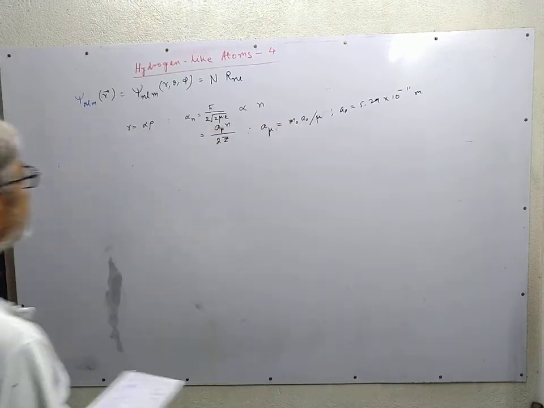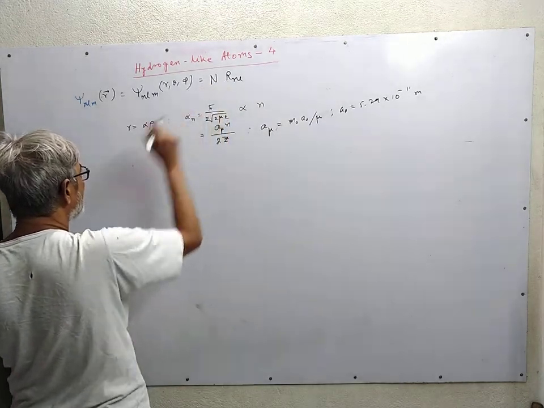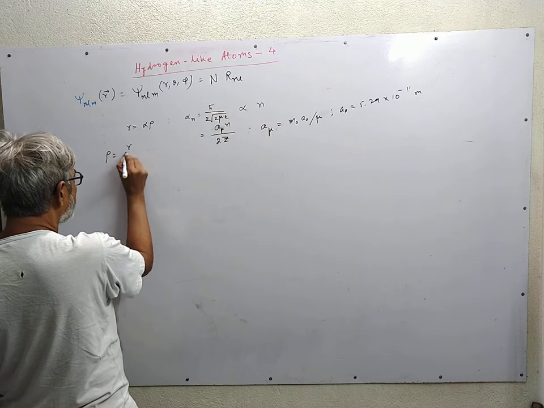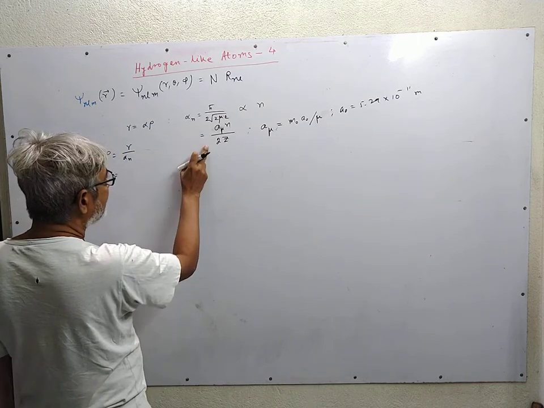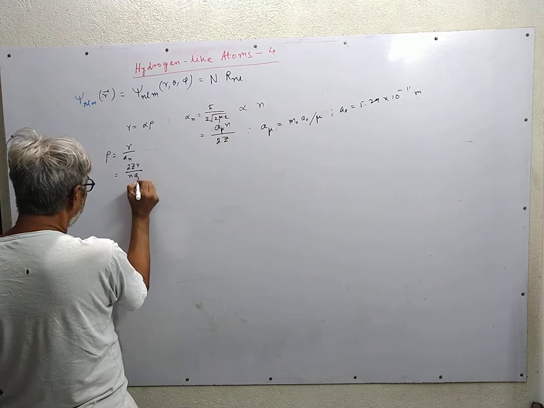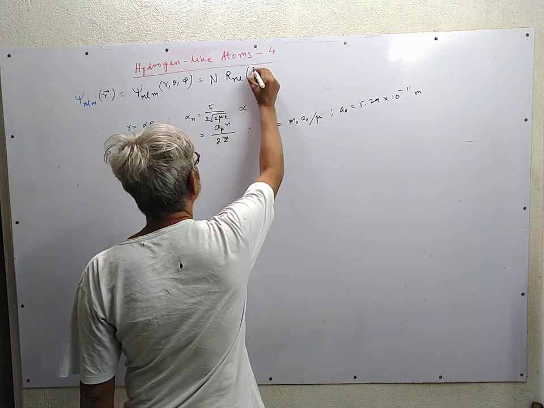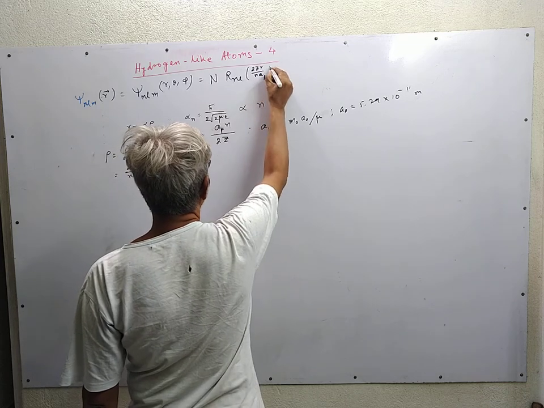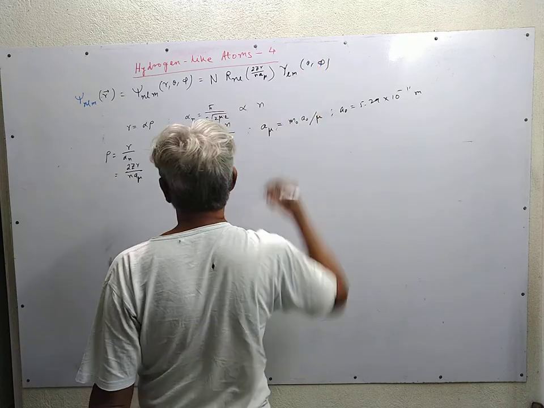The point that I was trying to make is that the radial part is a function of rho, which is basically rho equal to r by alpha n. So alpha n is n mu by twice z, and rho is twice z r by n mu. And this part, the angular part, is the theta phi part.